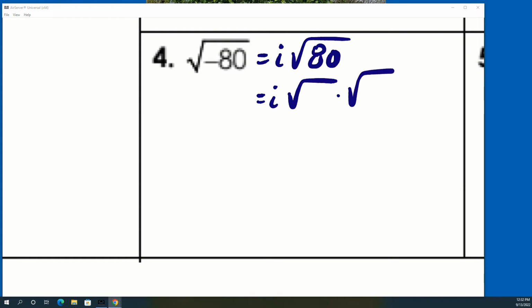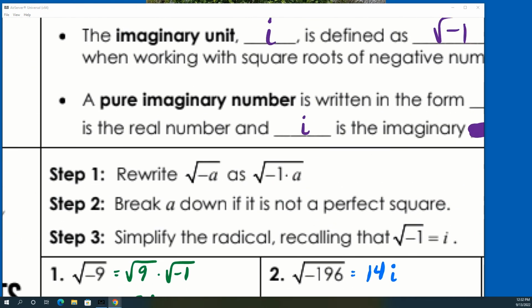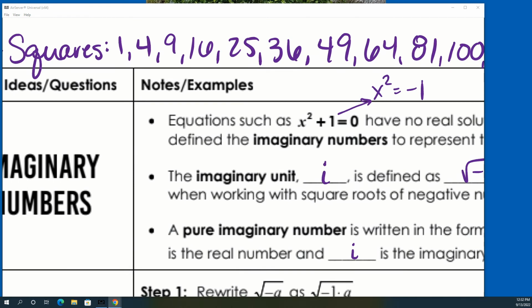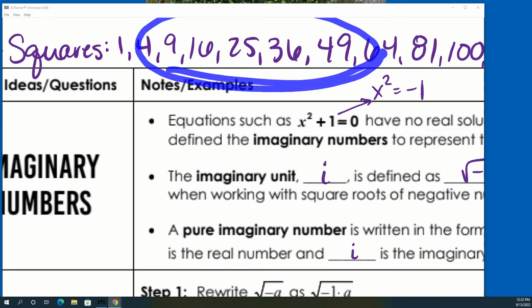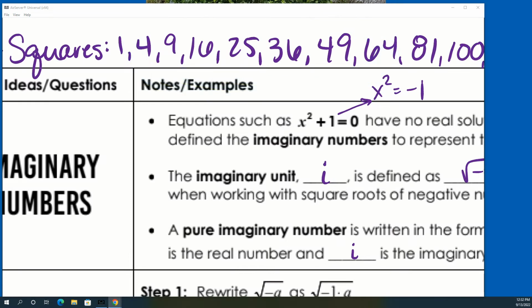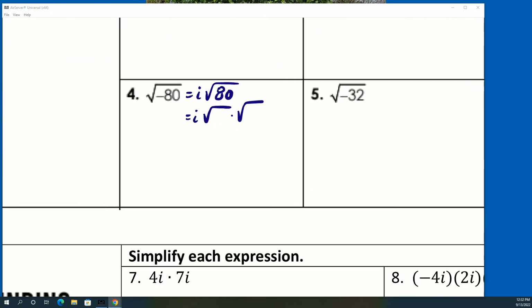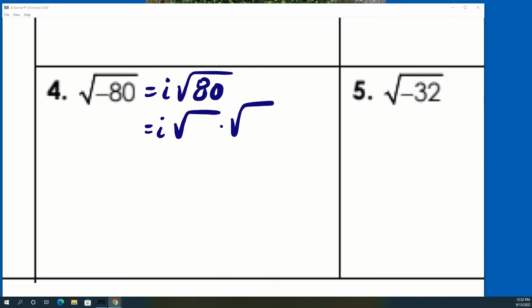So we'll make it easier for us, and we'll definitely get it right if we find the largest square that goes evenly into 80. So it has to be less than 80. So we're looking at numbers about right here. We want to find the biggest one that divides evenly into 80. So we can just take 80 in our calculator and start dividing by numbers that are in that list. 16. 80 is 16 times 5. So we can break it down into the square root of 16 times the square root of 5.